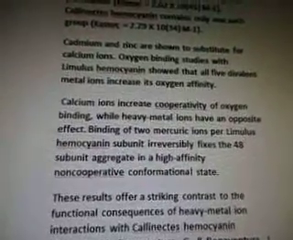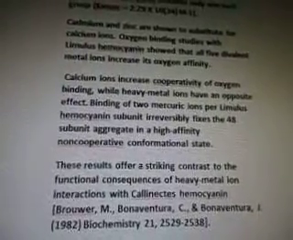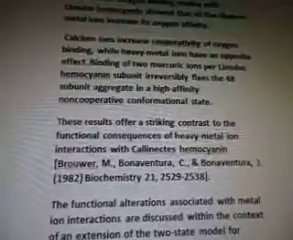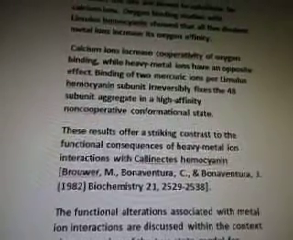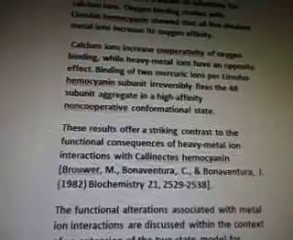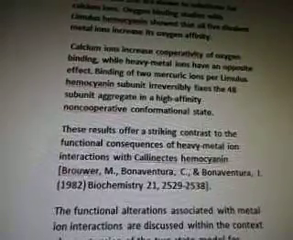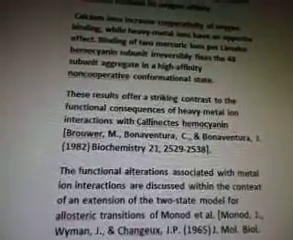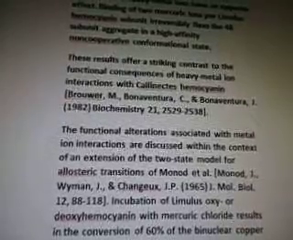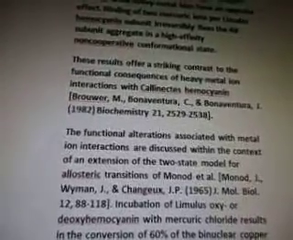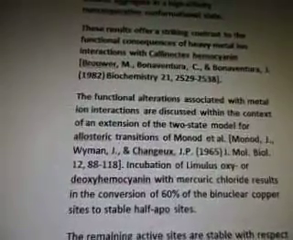Oxygen binding studies with Limulus hemocyanin showed that all 5 divalent metal ions increase its oxygen affinity. Calcium ions increase cooperativity of oxygen binding, while heavy metal ions have an opposite effect. The binding of 2 mercuric ions per Limulus hemocyanin subunit irreversibly fixes the 48 subunit aggregate in a high affinity non-cooperative conformational state. These results offer a striking contrast to the functional consequences of heavy metal ion interactions with Callinectes hemocyanin. Okay, so that's from the scientists that are working on it from 1982.